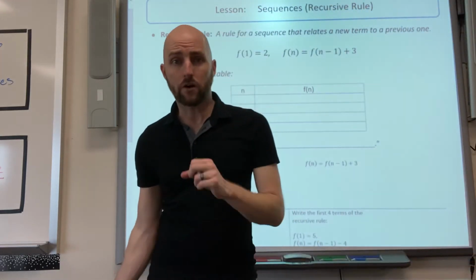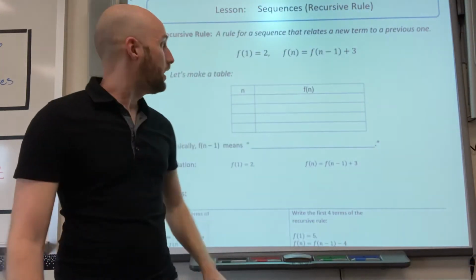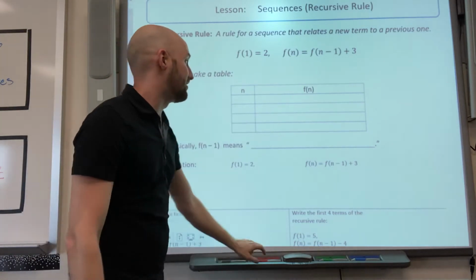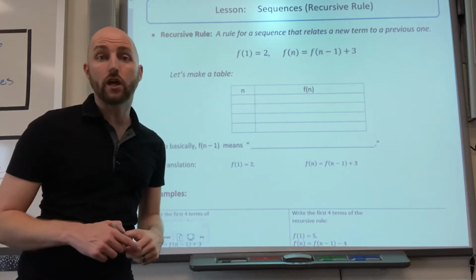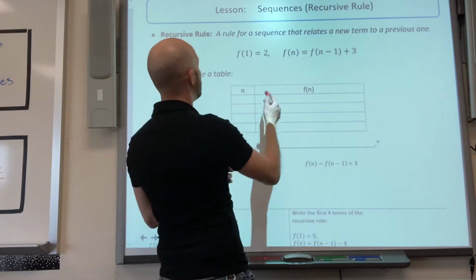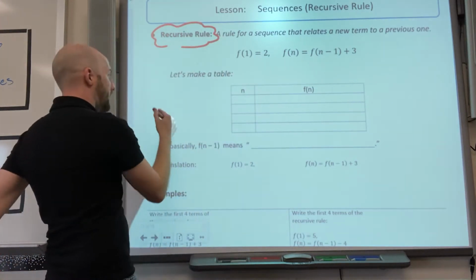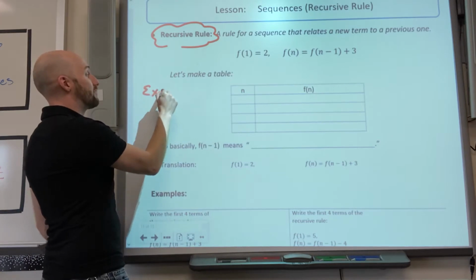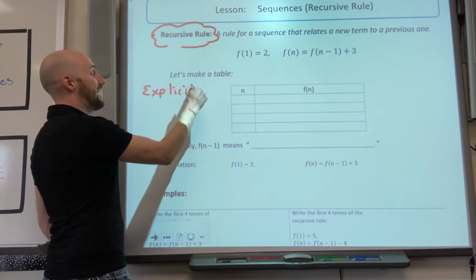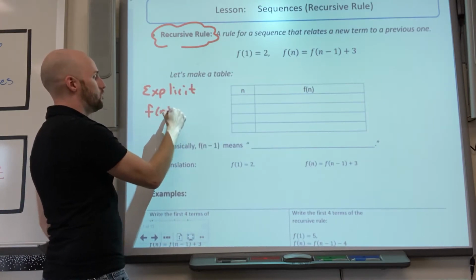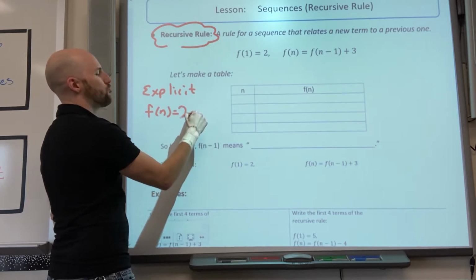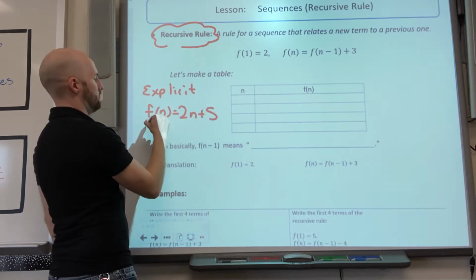Okay, so now we are on day two of sequences. Today we have a new rule called the recursive rule. Yesterday we had one called explicit, and explicit looked like 2n plus 5.